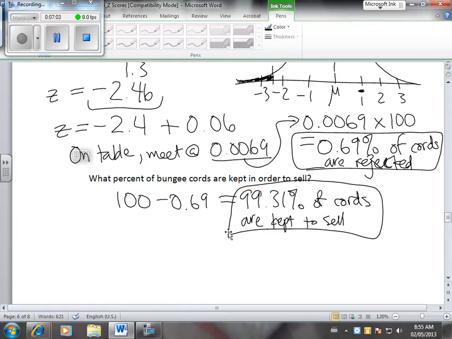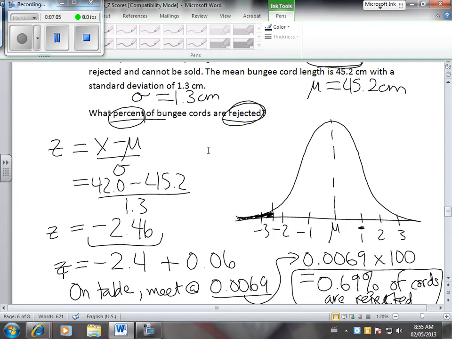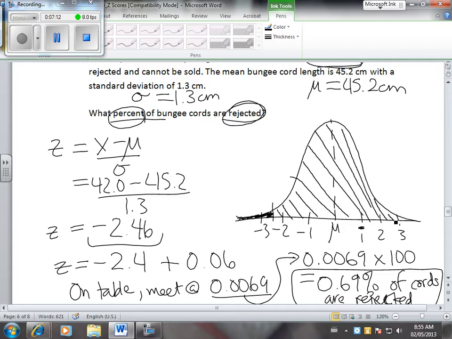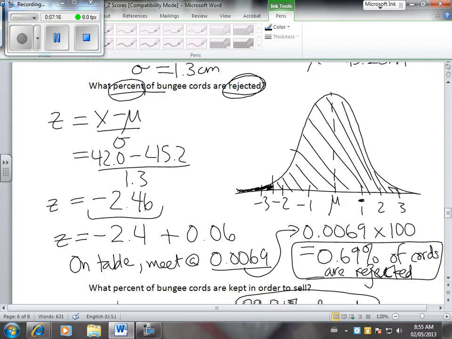Okay, and if you went back to look at what that would be, it would be all of this stuff. So all these cords are kept to sell. And so it is quite a lot. Most of the cords are kept to sell.